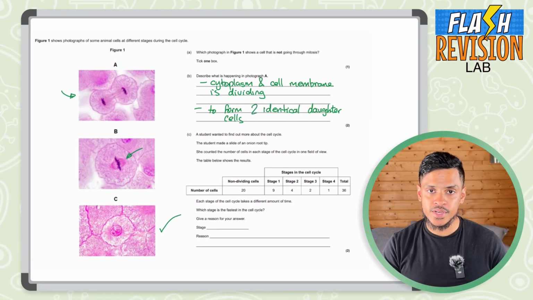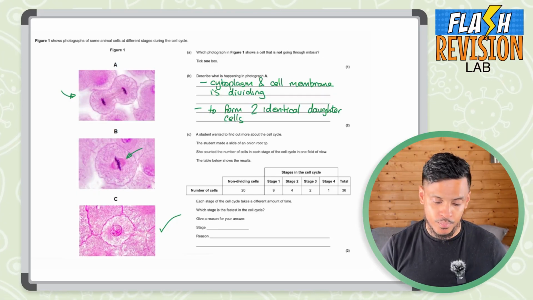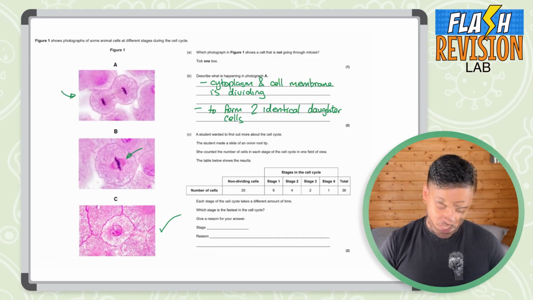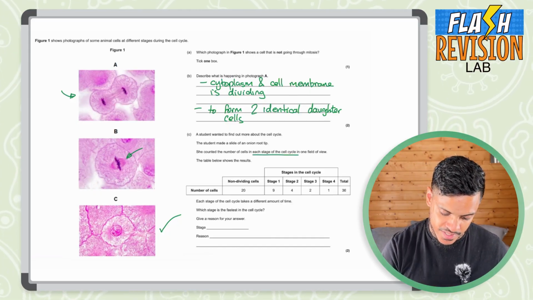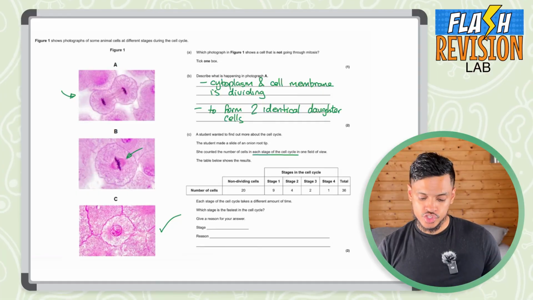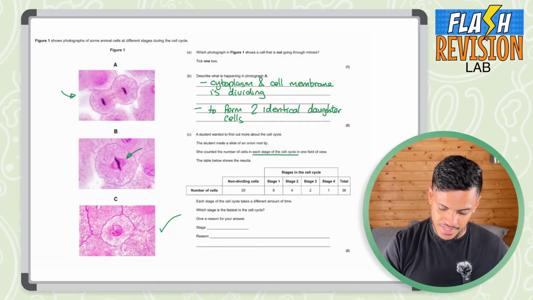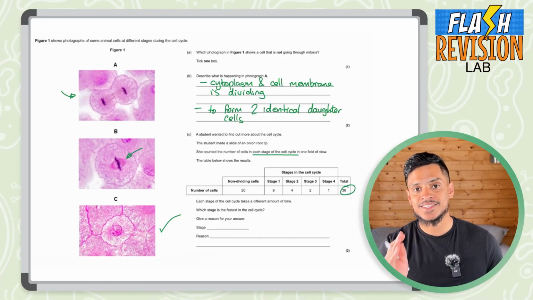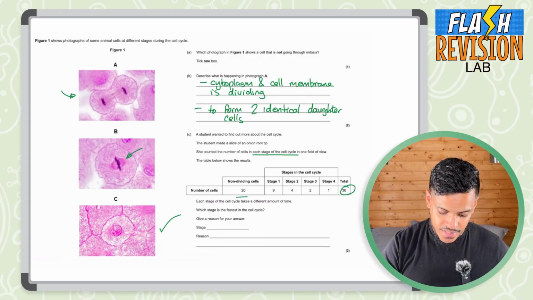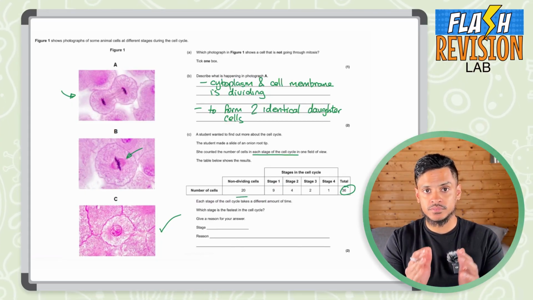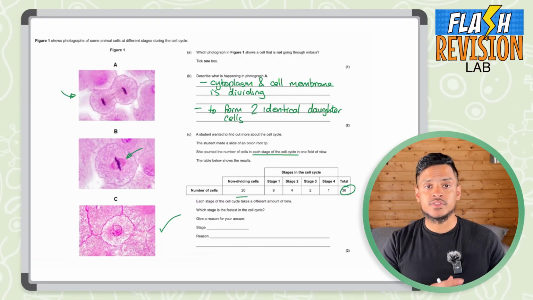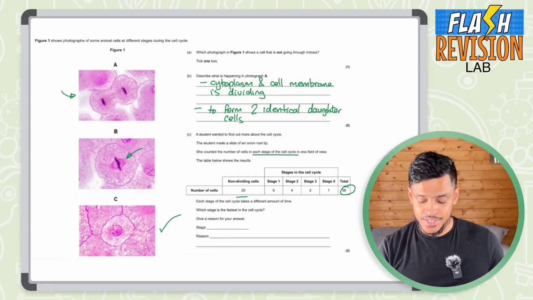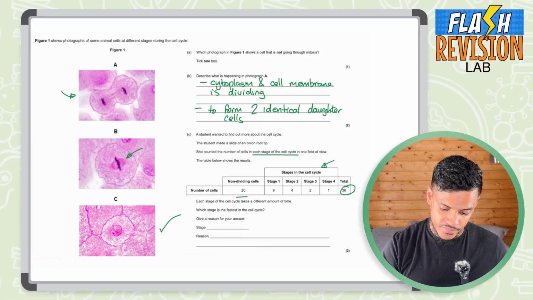Now, part C of the question. We've got a table here. A student wants to find out more about the cell cycle. The student made a slide of an onion root tip. She counted the number of cells in each stage of the cell cycle, and the table below shows the results. So total, it says 36. She looked at 36 cells and she noted down at what stage they were at. So 20 of the cells weren't even dividing. They were just on their own. All right, so they weren't in the process of dividing. Then we've got the rest of the cells, which add up to 16. So 16 of the cells are in the stages of the cell cycle.